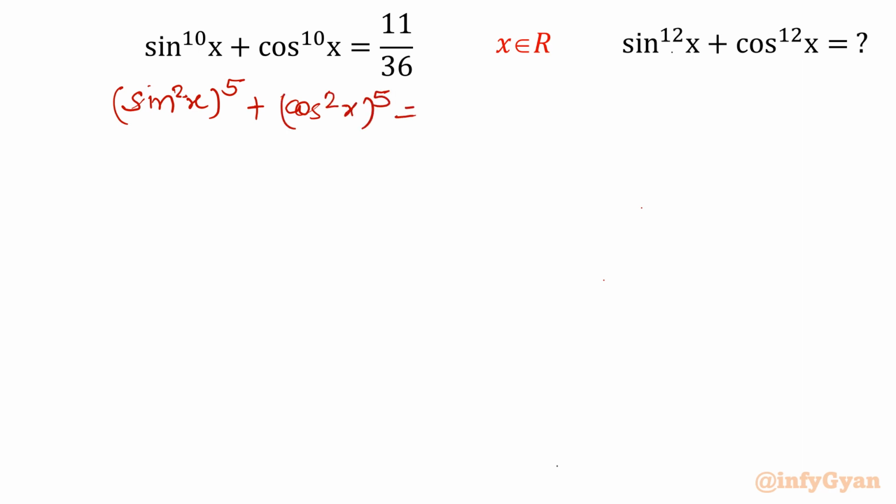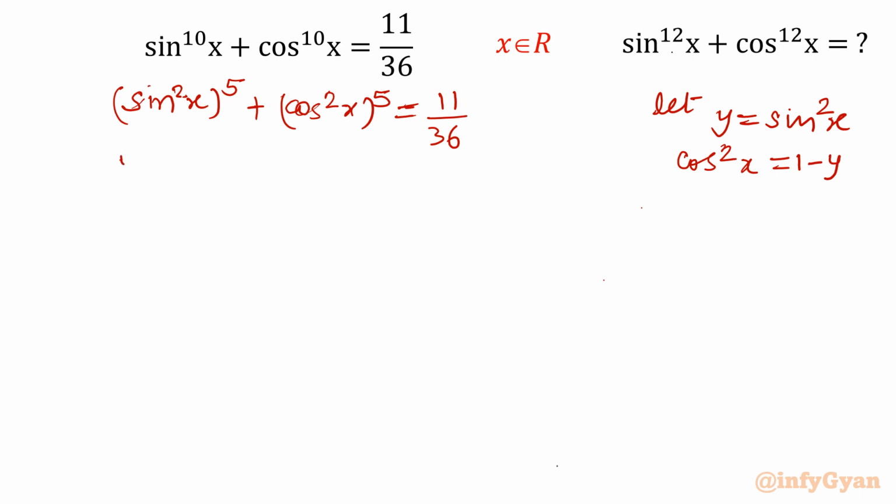By the exponent property, a power b whole power c can be written as a power bc, so it is 10 still. Now I am going to give the first substitution, which is y is equal to sin square x. That means cos square x is 1 minus y, by the trigonometric identity sin square x plus cosine square x is equal to 1. So this equation will convert to y power 5 plus 1 minus y power 5 equal to 11 over 36.